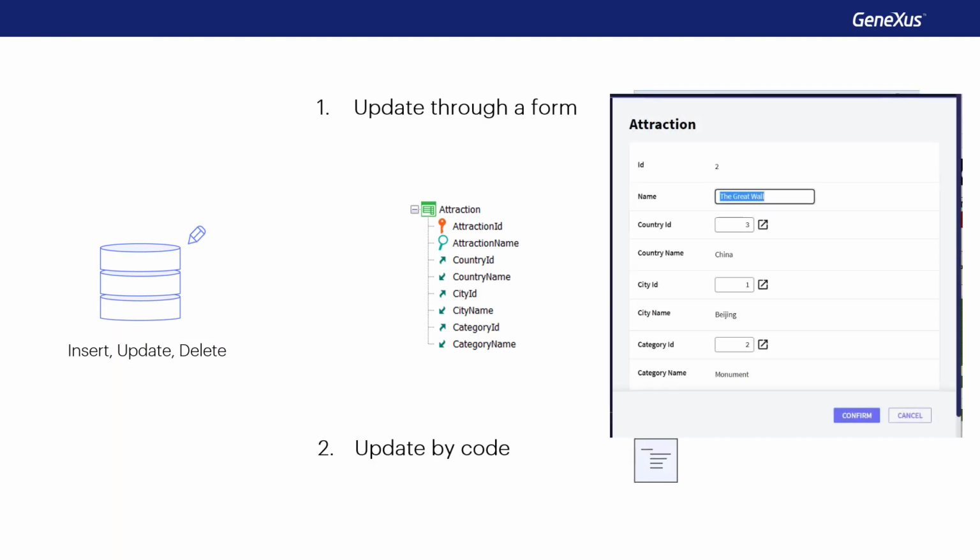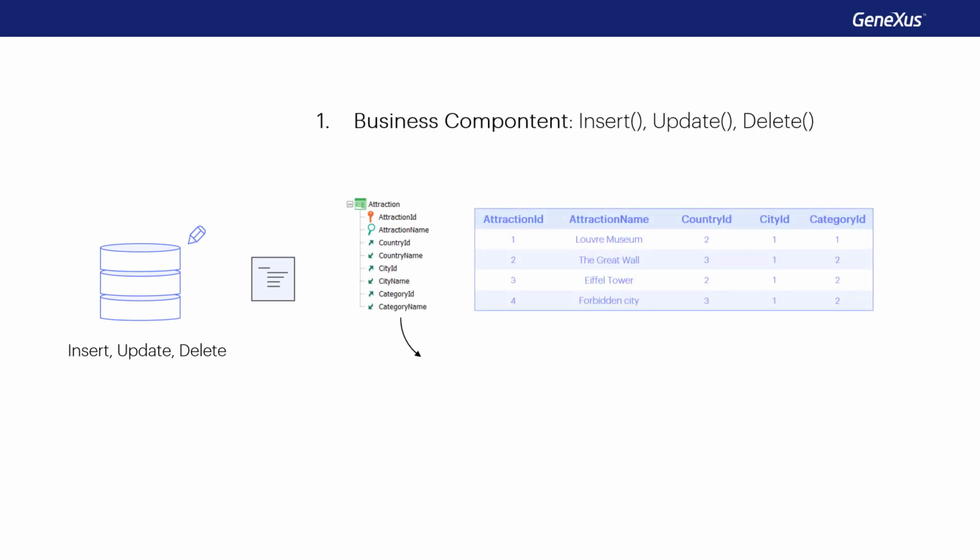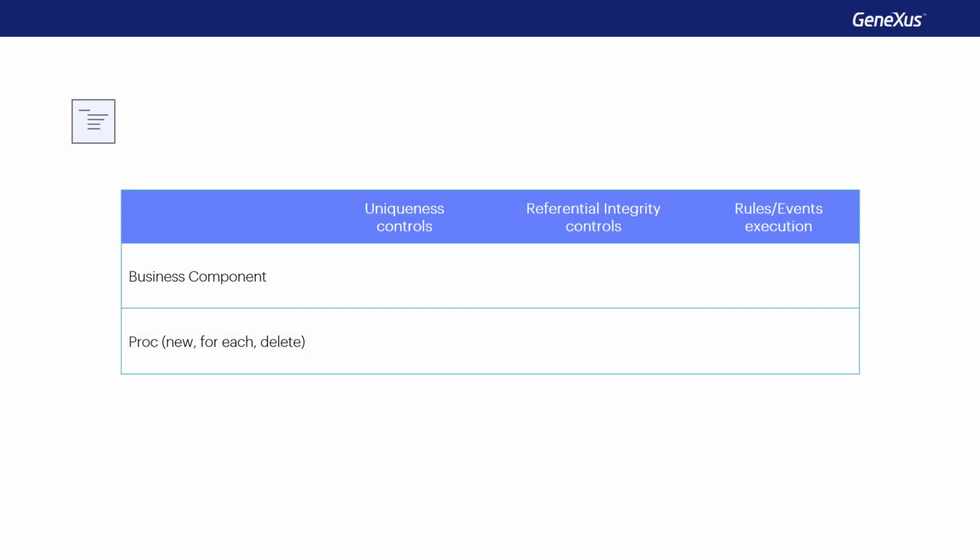There are two ways to update the database: interactively through the transaction object using its screen, or through code. To update through code, there are two options: using the business component of the transaction through its methods, or exclusively within a procedure through the new for each commands with direct assignment of the attributes to be modified, and the delete command.